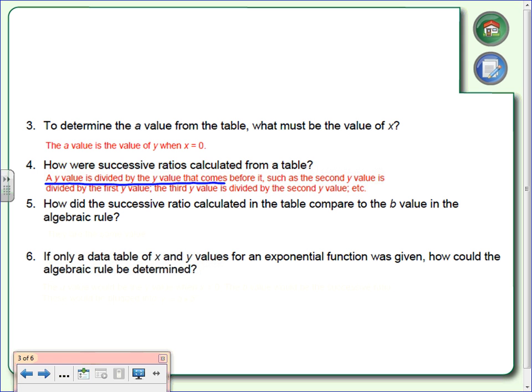A y value is divided by the y value that comes right before it. This is why we call it successive. One right after the other. So we're always dividing the y values, but it's one right after the other. We're not going to skip anything.